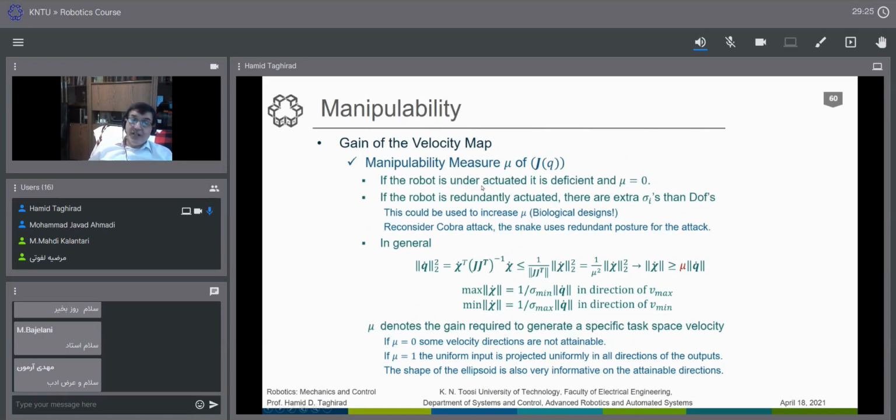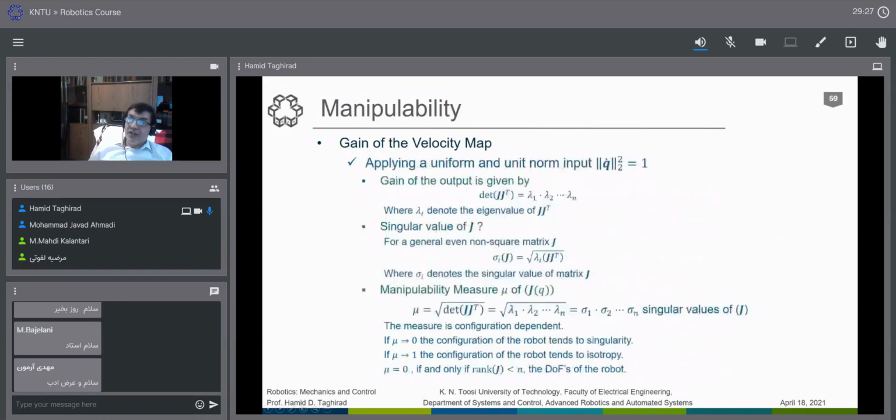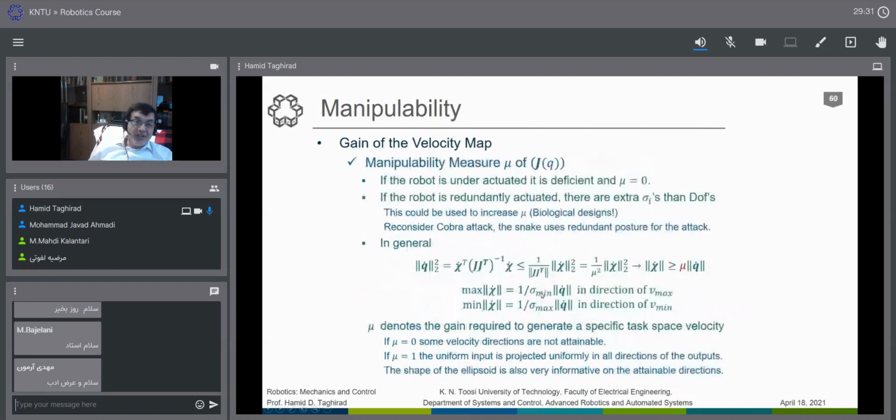If this is the case, for sure we have one of the lambdas equal to 0. We do not have all the directions actuated, so mu is equal to 0. And this means that we cannot move in a certain direction, or the motion of the robot is not that easily plannable, and we cannot generate all the trajectories that we require.